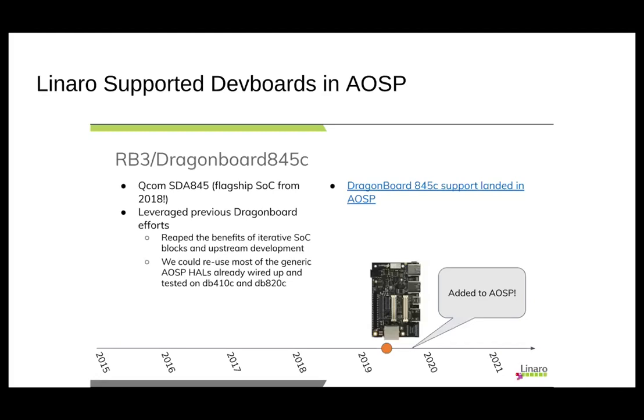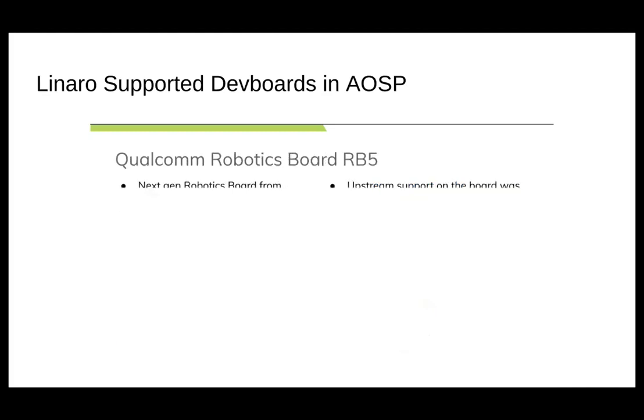As of today, all the features are fully upstream. It runs open graphics, Mesa. It can also run a software rendering stack using SwiftShader. We are actively working on this device. The other device which we are actively working on and which is fully supported in AOSP, if I can say, is the Qualcomm Robotics Board RB5.